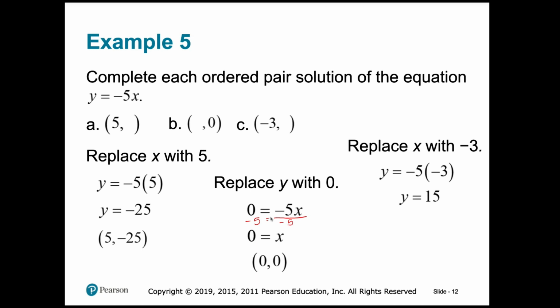Negative 5 times negative 3 is positive 15. So y is positive 15. So that point becomes negative 3, 15.